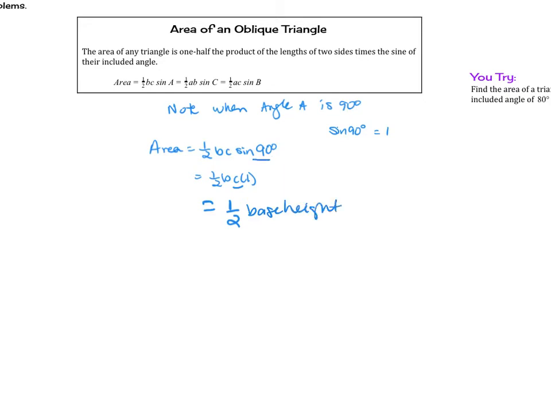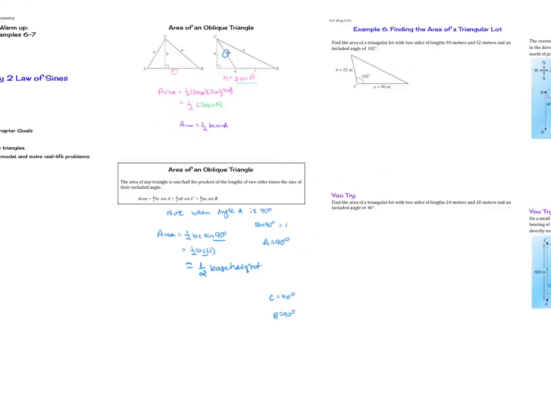And that's when one of the angles is 90 degrees, right? So this is the case where A is 90 degrees. We get 1/2 base times height. And then it's also true if C equals 90 degrees and then B equals 90 degrees, we would get the same thing.